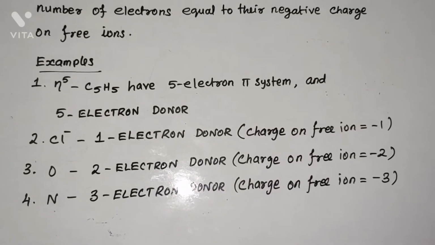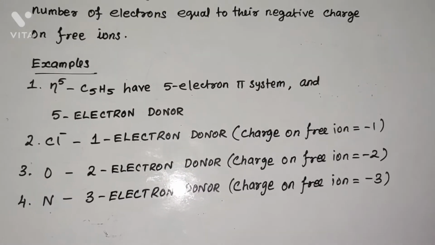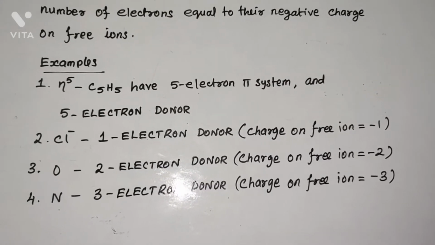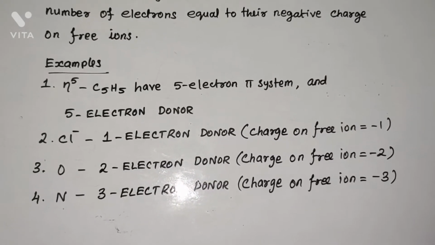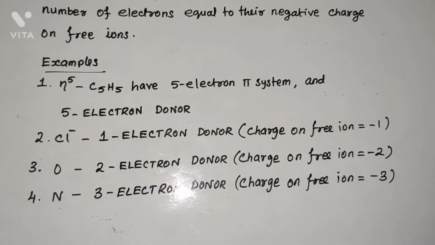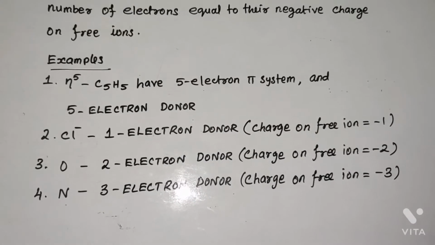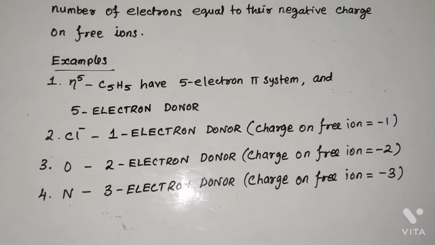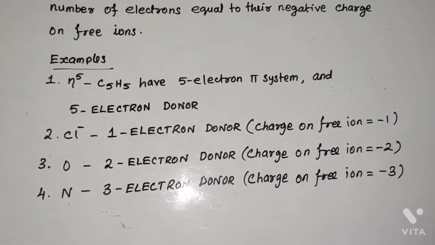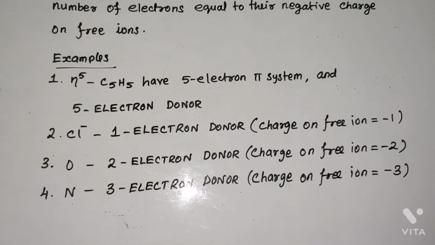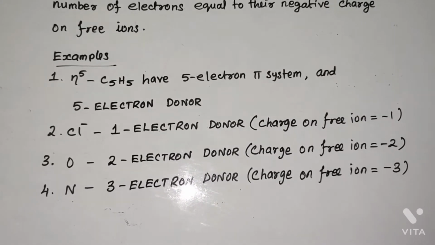We studied two methods. First method is the donor pair method. Another method is the neutral ligand method. The neutral ligand method is very easy for counting the total electrons present in organometallic compounds. So, the neutral ligand method is frequently used.